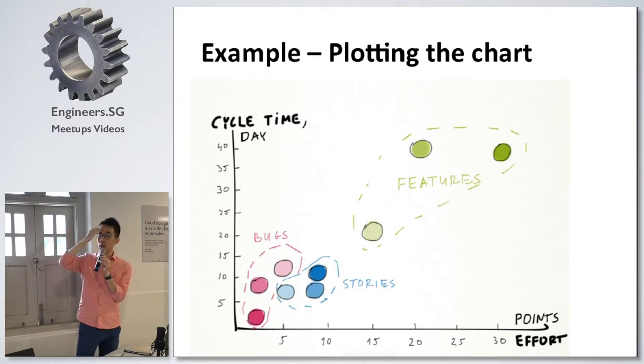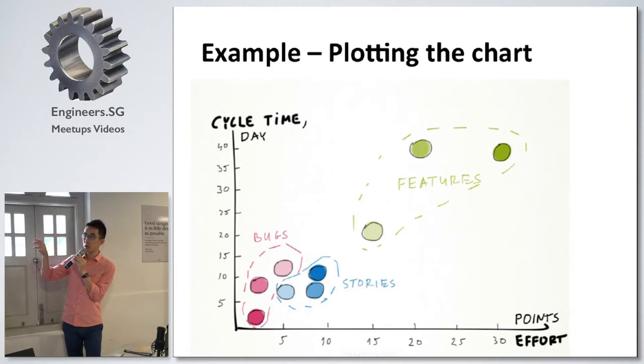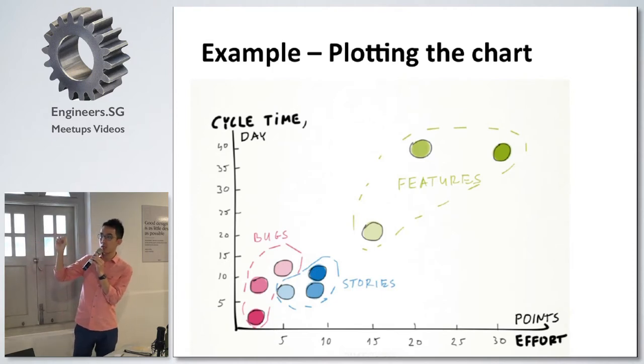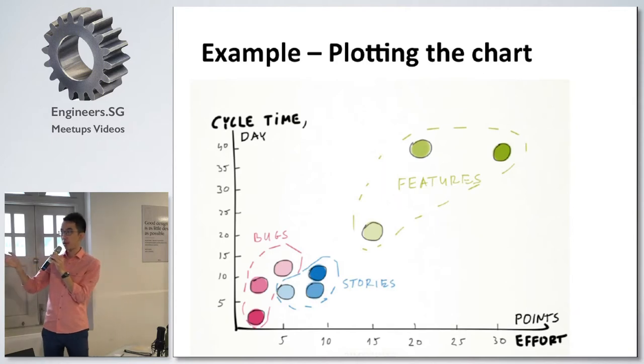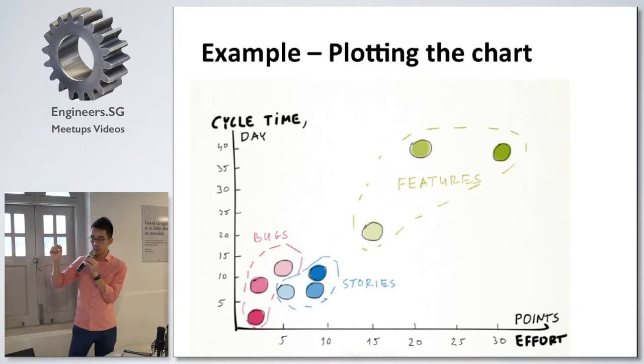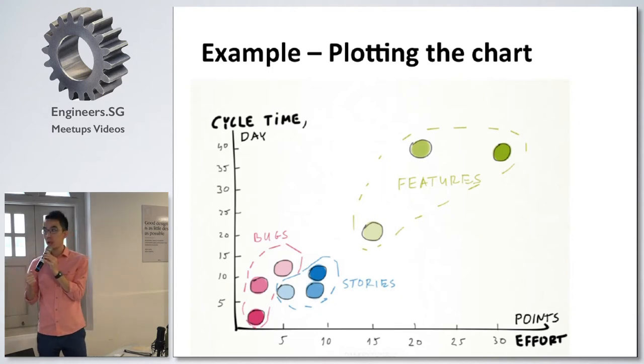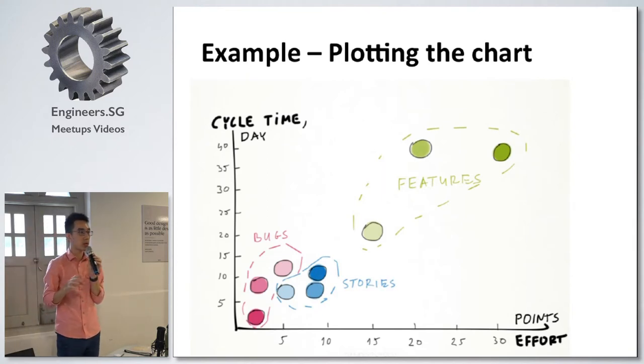And from this, you can actually make a conclusion. The tasks that need to be worked on, for example features, generally take more effort and more cycle time. Bugs generally take less effort and less cycle time. This is one of the takeaways.